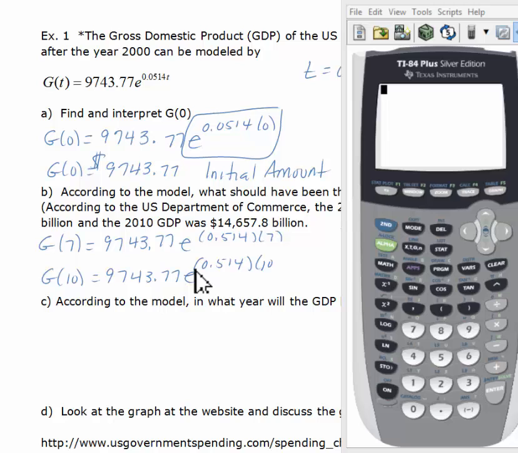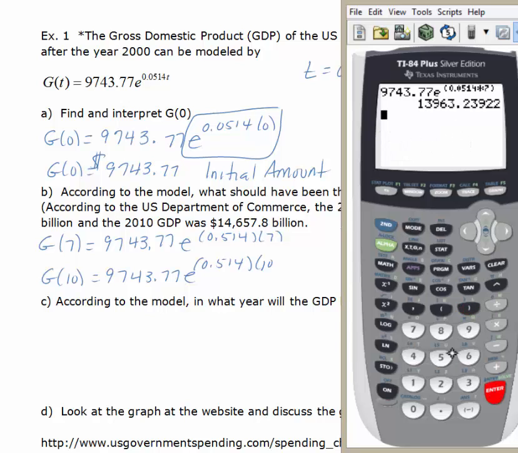Okay, let's evaluate these in our calculator. So g of 7 is going to be 9743.77, second function natural log, open parentheses, 0.0514 times 7. All right. And then we'll do g of 10, which is 9743.77, second function natural log e to the, again, that's 0.0514 times 10. Press enter.